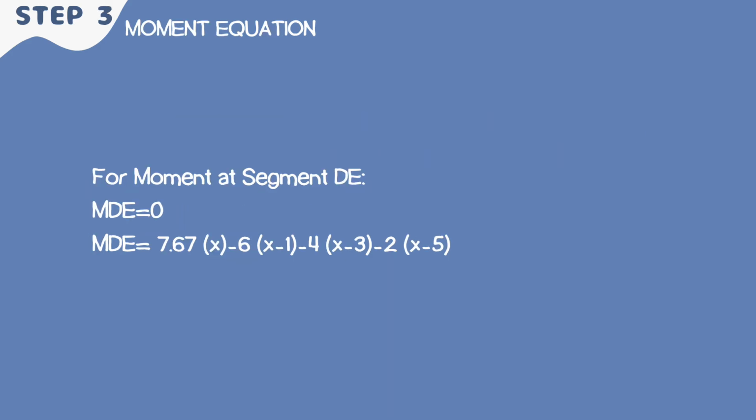Step 3. Moment equation. The moment about point A at a distance x is given by, for the moment at segment DE, the summation of moment equals 7.67 times x, minus 6 times x minus 1, minus 4 times x minus 3, minus 2 times x minus 5.